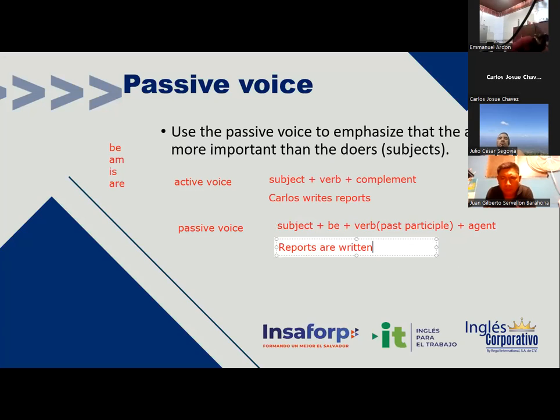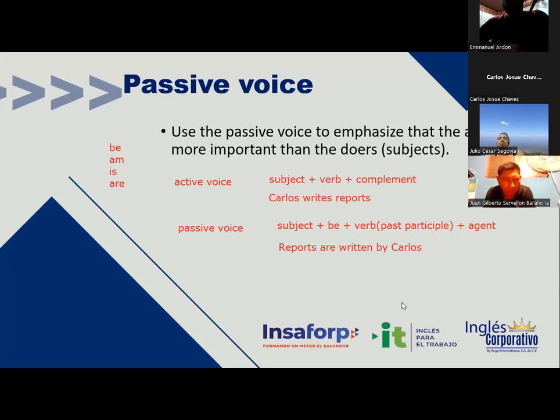Written. Esta es la forma participio de este verbo. Reports are written. Ahora bien, necesitamos una conjunction in here que nos una. Y le vamos a poner by Carlos. Look at this. Reports are written by Carlos. Ok. Si acá decimos Carlos escribe reportes, acá decimos los reportes son escritos por Carlos. So, acá ya tenemos una oración convertida de active voice a passive voice.